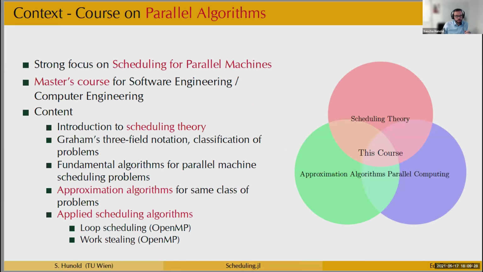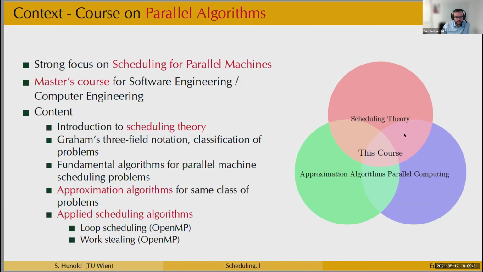So what's our course on? We call it parallel algorithms, and that's just a label. We could basically do several things in there. Sometimes we do a few PRAM algorithms, sometimes we do scheduling. This class is a master's course for software engineering students. We could also call them computer science and computer engineering students.